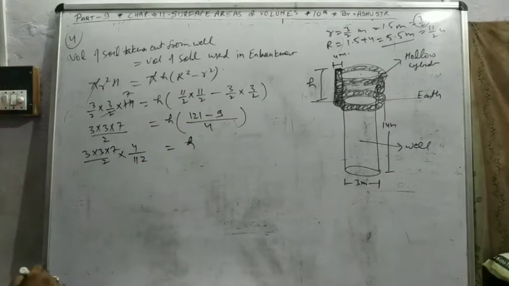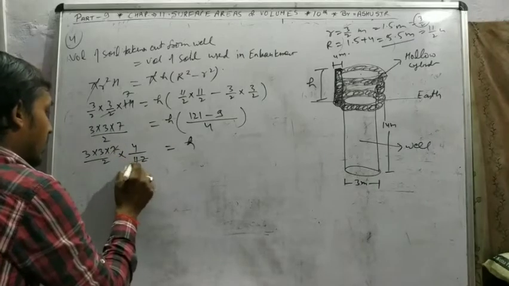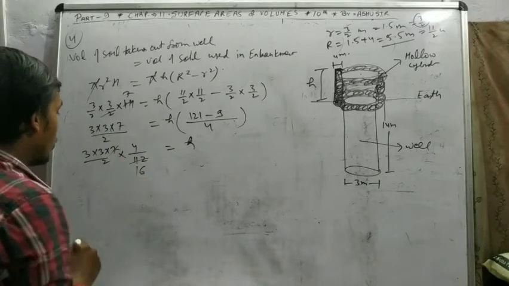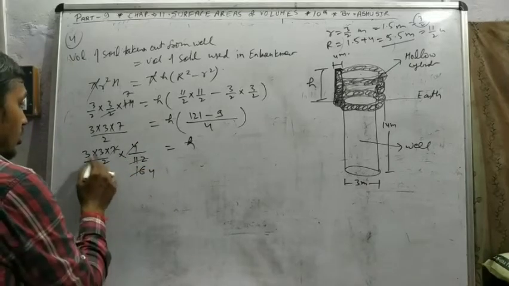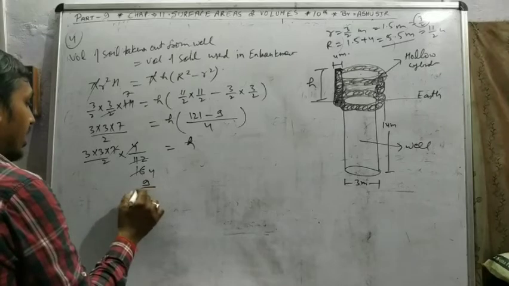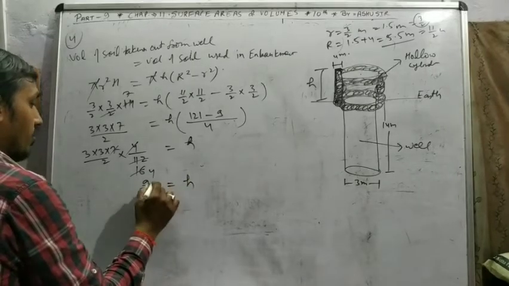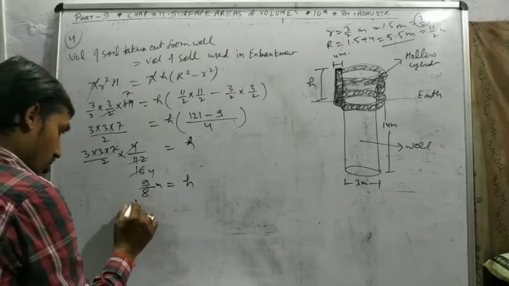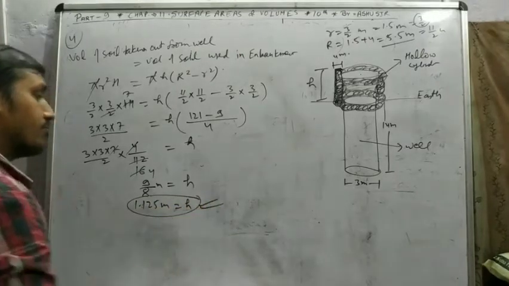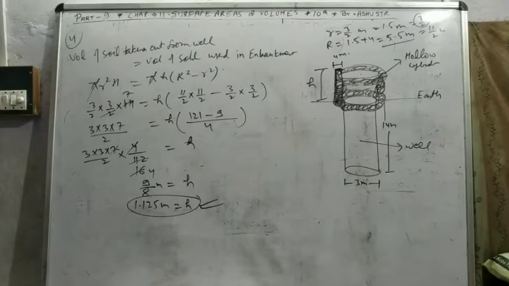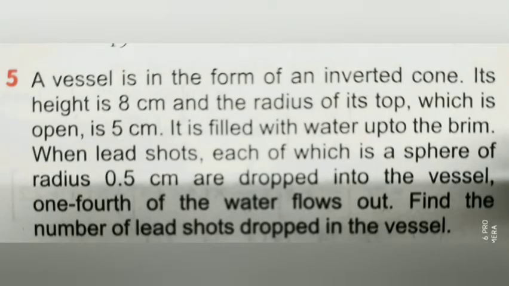So you get 112. 7 on the 7, so it's 42, 4 4 the 16, 9/8 meter, approximately 1.125 meter height of the embankment. Okay, pause, note it down. Let's see the next question.